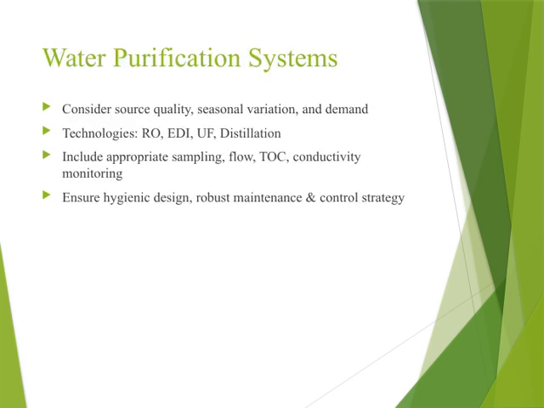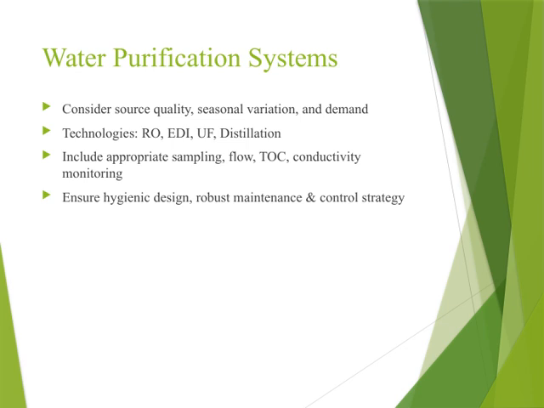Let's talk about water purification systems. When designing these systems, it's crucial to consider the source quality, as the initial water quality can vary significantly. We also need to account for seasonal variations, since water characteristics can change throughout the year, and demand levels, which influence system capacity and operation.